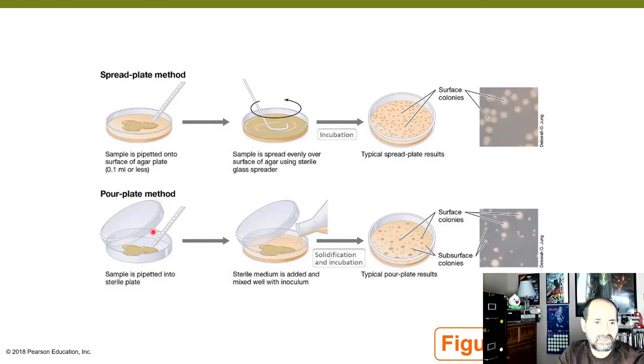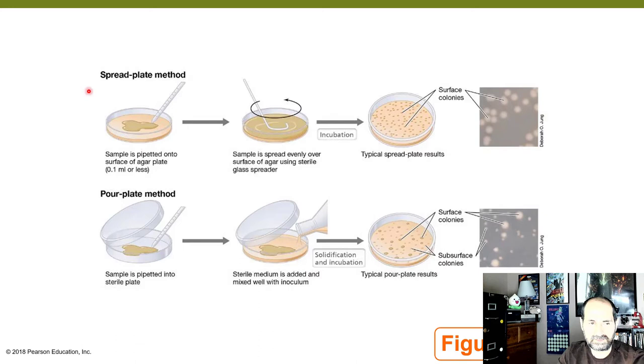On a pour plate, you have an empty petri dish. This is not an agar plate. This is just an empty petri dish. You're adding the bacterium to the petri dish, then you add your liquid agar, molten agar, on top. And after you incubate, you will find bacterium both on the surface of the pour and embedded inside of the agar as well.